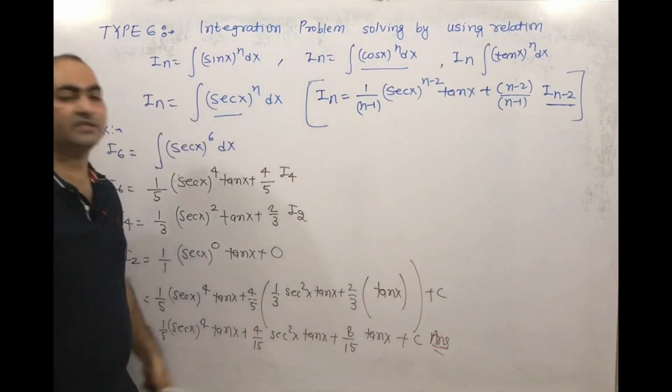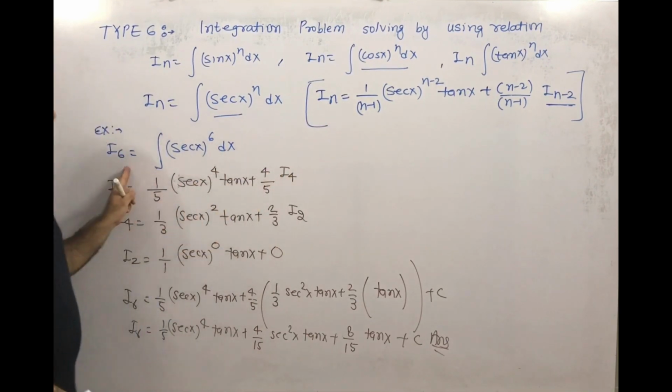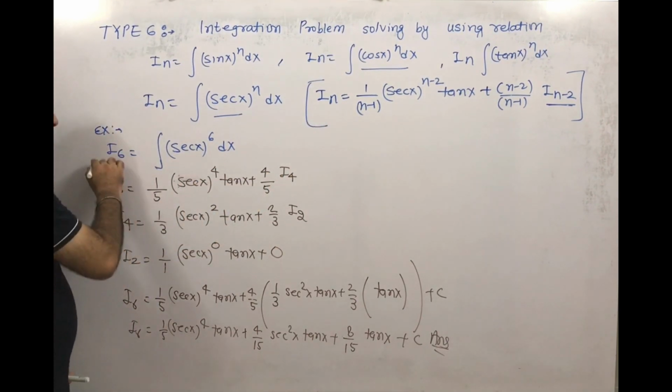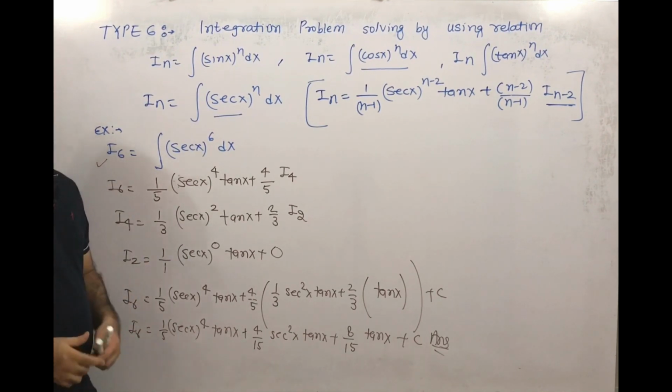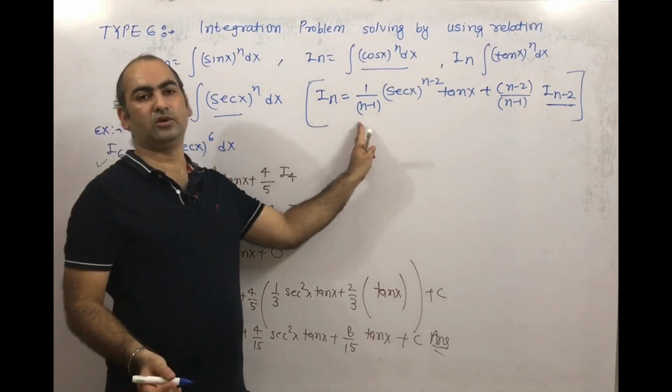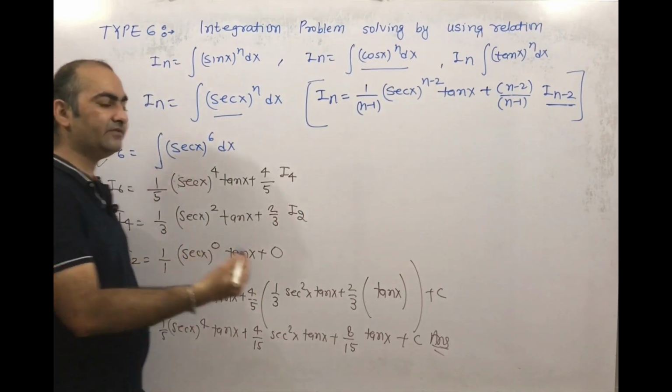So this is your answer. By using this formula, we can do this integration. To integrate this one, there is one more way if n is even. But if n is odd, then we have to use this formula only. So here, the second form is what?